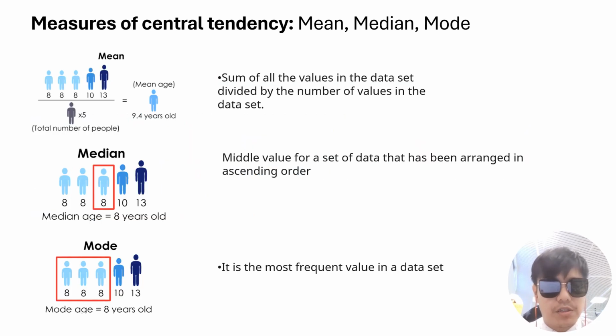First is the measures of central tendency. In your geography in everyday life cluster, you have three ways to do that. Firstly, that is mean. For mean, it is the sum of all the values in the data set divided by the number of values in the data set. This one should be pretty straightforward, how you find the mean.